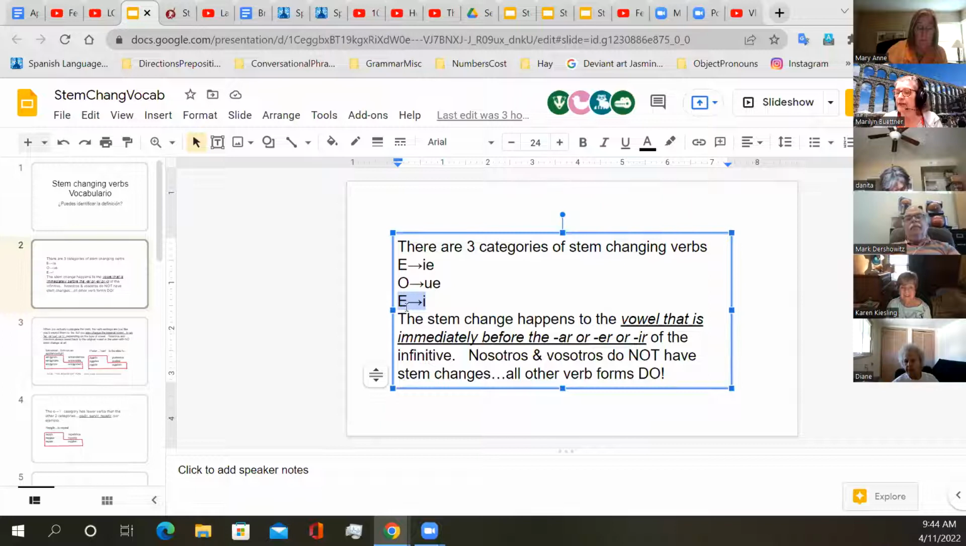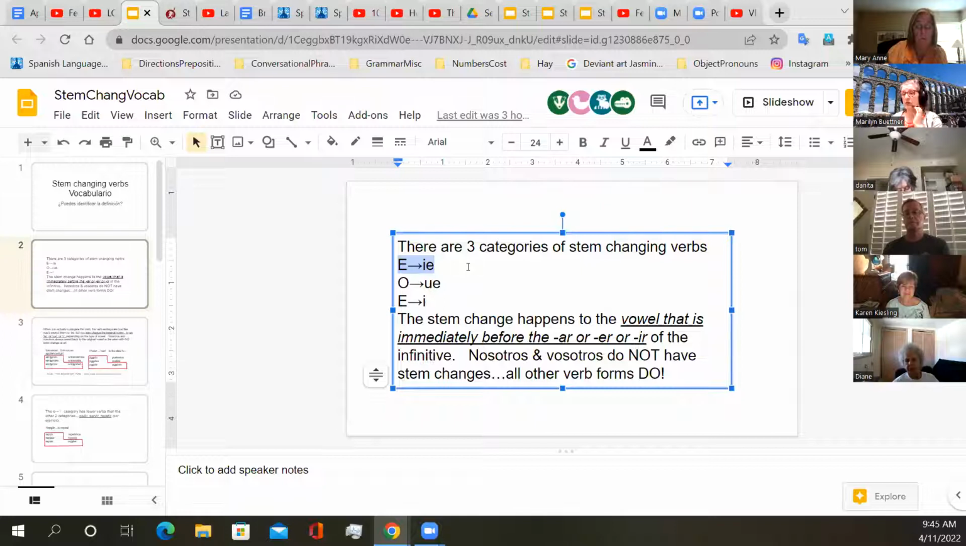However, here's the saving grace. This third category, E that changes to the letter I, is the smallest category, the fewest number of verbs. A very, very small number of verbs do that kind of change. This category of IE is whopping big. And this category of O to UE is pretty big, probably not as whopping big as this one.